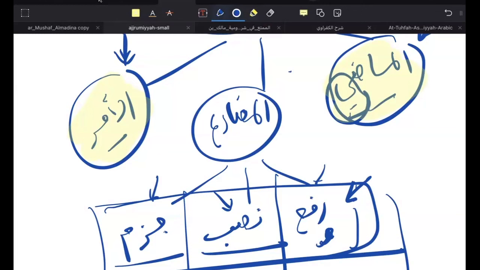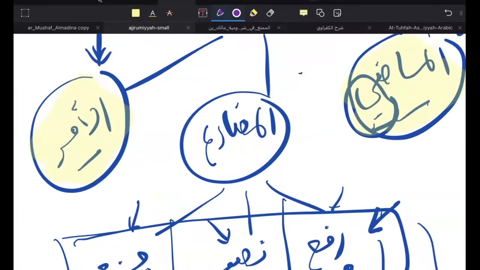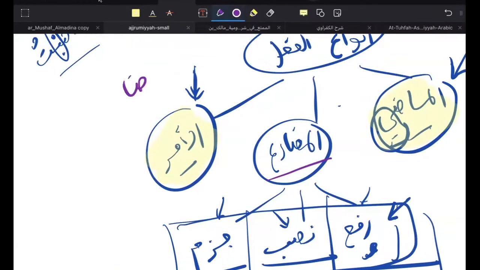But then we said the mudari is not mabni, mudari is mu'rab. And I think I mentioned this word to you many, many times in different lectures, that mudari does not mean present tense verb. This comes from the verb dara, yudari'u, mudari'atan. What is dara? Dara means to resemble something, to be similar to something. Okay, so this is what the word dara means.